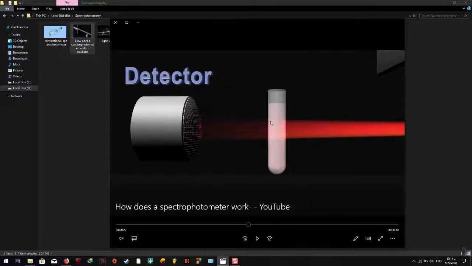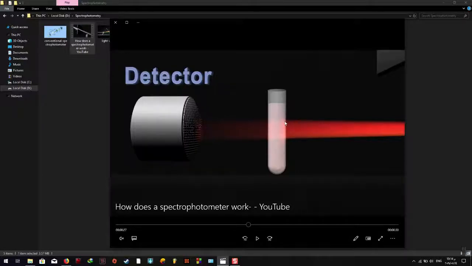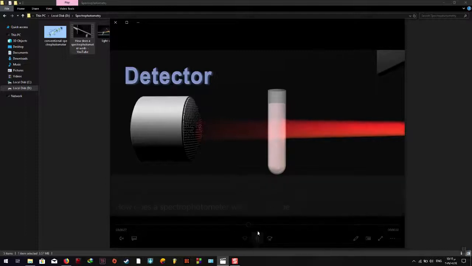So when it passes through this sample, it has ions, so the ions or atoms will absorb much of the light, and this will reflect what? This will reflect the concentration of the ion. So a high concentration of ion here means a lower intensity of the light that will pass through it. So this is how we indirectly calculate the concentration.